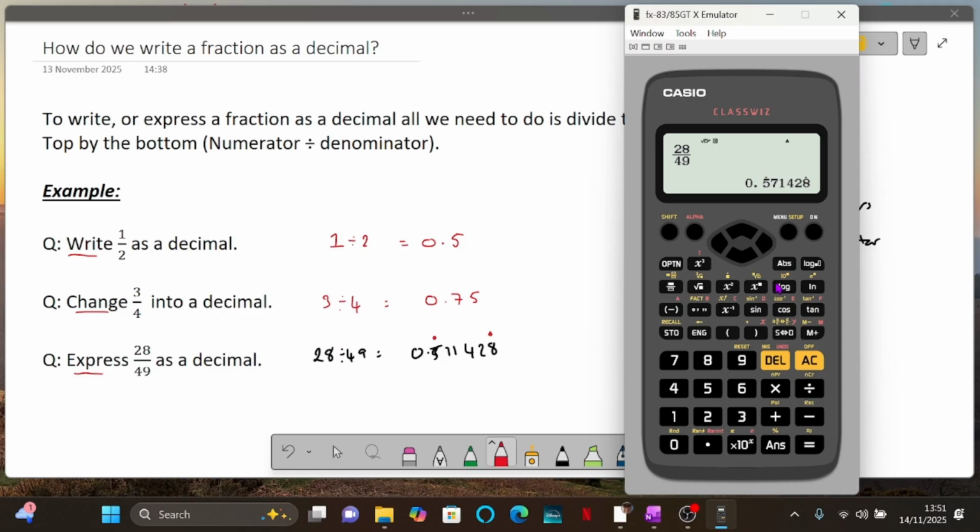So since it's not practical to continue to write the same numbers over and over again, we denote this pattern as being what we call recurring, with a dot above the first number in the pattern or sequence and a dot above the last.